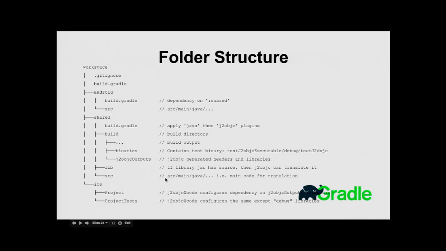And then the standard source main Java. And then the build output, most of the stuff you care about is in the J2ObjC outputs directory, and that's where it puts the headers and the library files for Xcode. And for Xcode itself, the task will actually configure up the dependencies, and then hopefully it should all work.